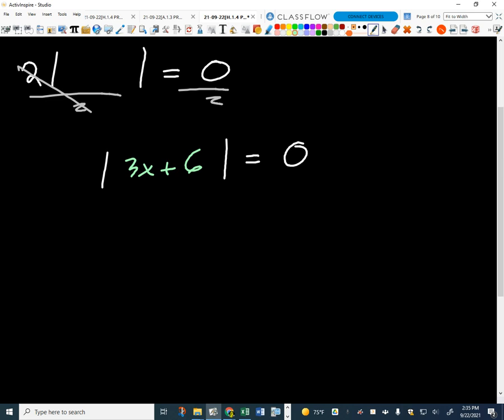Problem here is that 0 is neither positive nor negative, right? It's the boundary between the two. So really, I'm getting the equations 3x plus 6 equals 0 or 3x plus 6 equals 0. I only get one equation out of it. That's okay. There must just be one solution this time. Subtract 6 and divide by 3, and what am I going to get? Negative 2. Everybody agree?